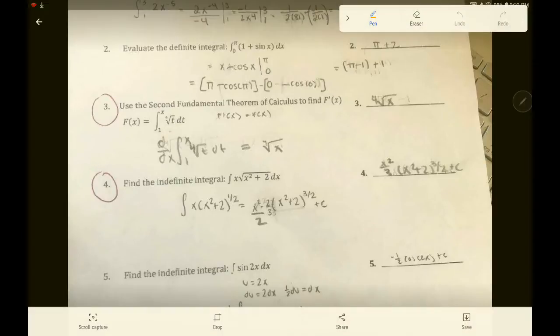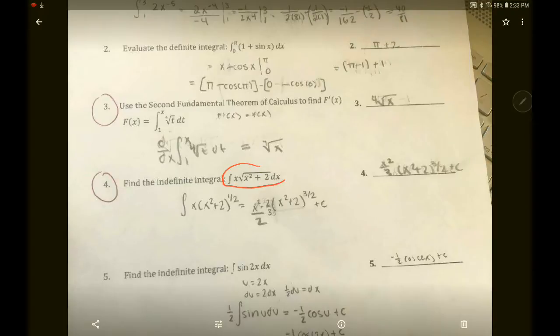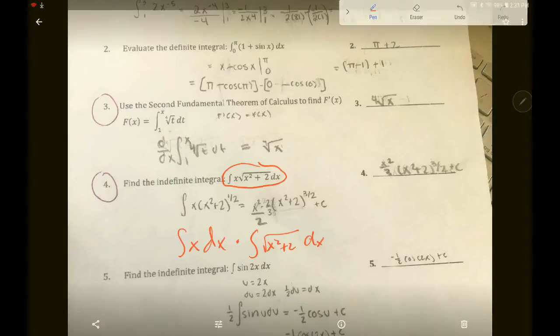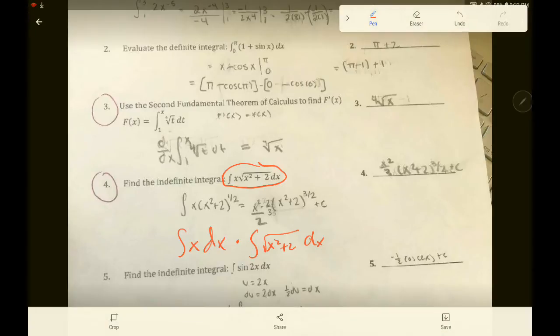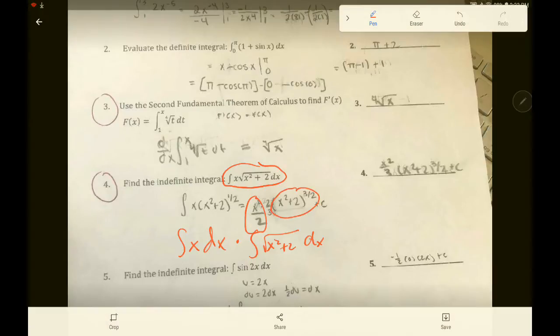So let's look at number four. We're taking the integral of this, and you actually did it like it was the integral of x dx times the integral of the square root of x squared plus 2 dx. Sort of like that, because you have the x squared over 2, and you have the x squared plus 2 to the 3 halves times 2/3. But that's not quite right.